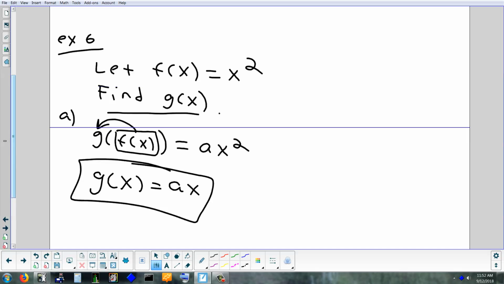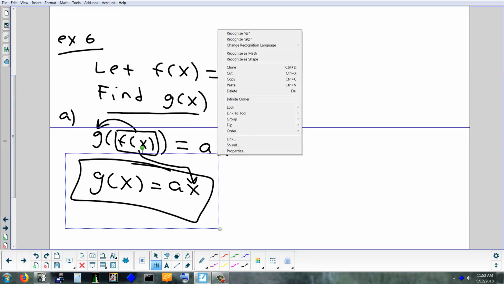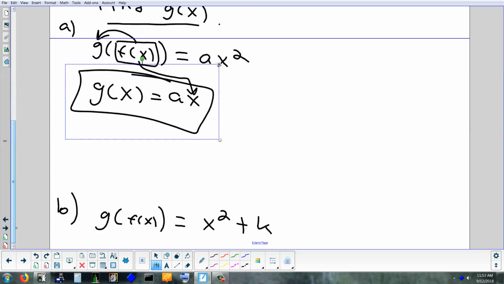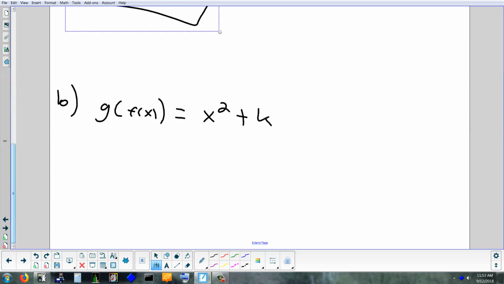Because now, if you take f of x and plug it into g, f of x is x squared. That, what I'm pointing to, would turn into x squared with an a in front. And that's what they said you should get. So it's just kind of thinking backwards a little bit. You got the final answer, you're figuring out kind of the first part of it. All right, let's try this one.